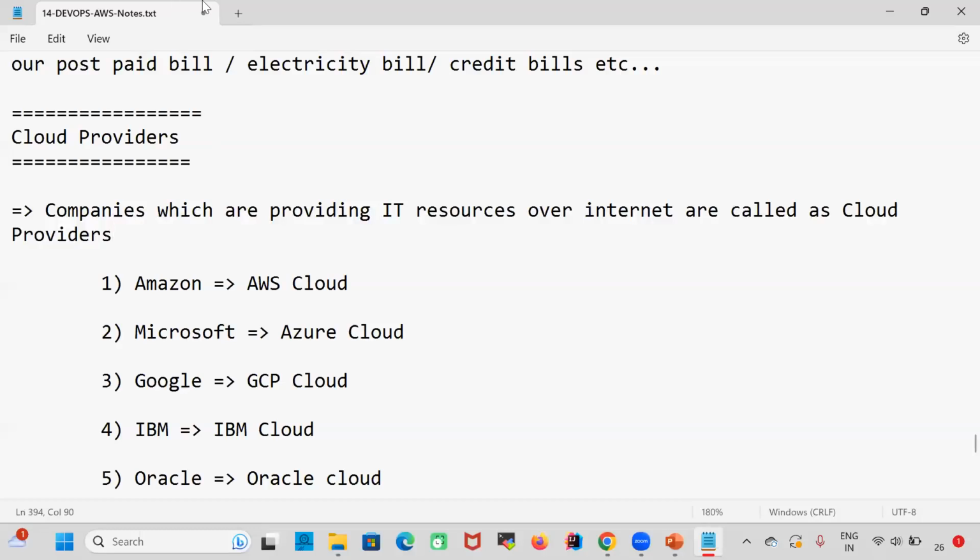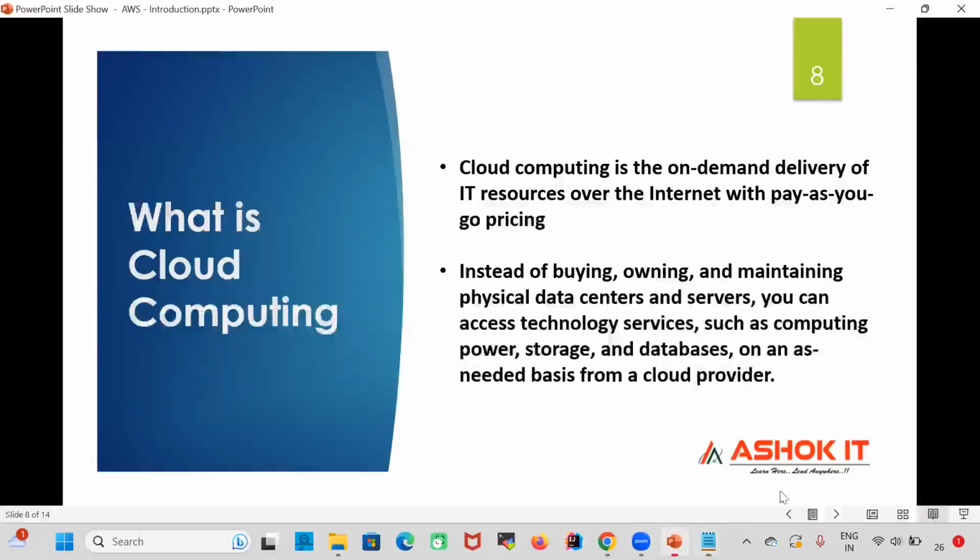For the last 2 months, my business is not running. People are not using my application. Then what will I do? I will delete everything. Then I don't need to pay the rent from the next month. That's it. If I use, then only I will pay. If I don't use, then I will not. So when you go for cloud computing, there are so many advantages available.